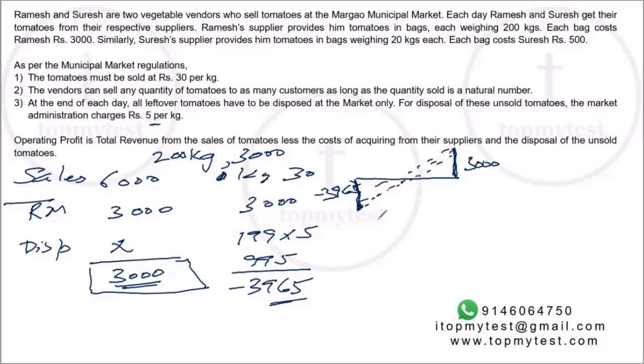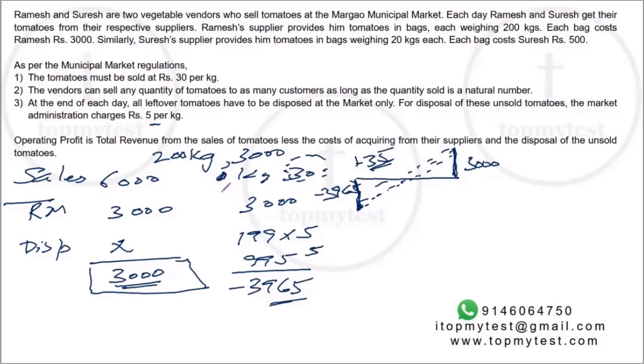He makes profit in two ways. One is he gets 1 more kilo of sales. That's 30 rupees. And he has to dispose 1 kilo less. So he saves another 5 rupees. So he'll be increasing his profit by 35 rupees per kilo.